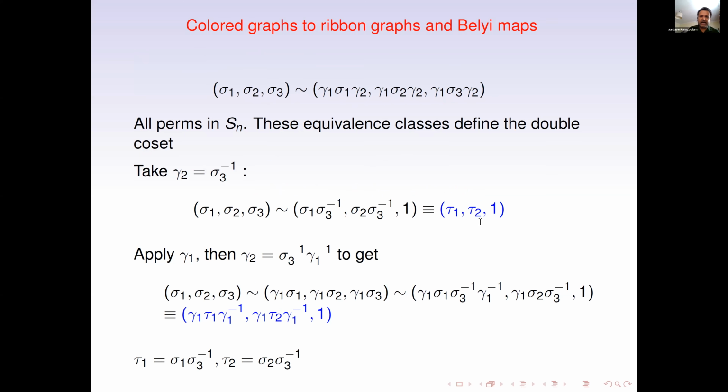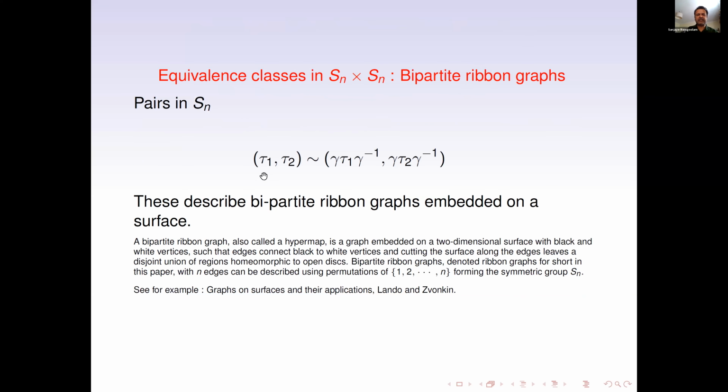So another aspect of this is that one description is in terms of triples of permutations with this left-right equivalence. An equivalent description, after a gauge fixing where you use one of the gauge invariances to fix the third permutation, is in terms of pairs of permutations subject to an equivalence where you have diagonal conjugation. You conjugate both by the same element. And this is a known combinatoric description of bipartite ribbon graphs.